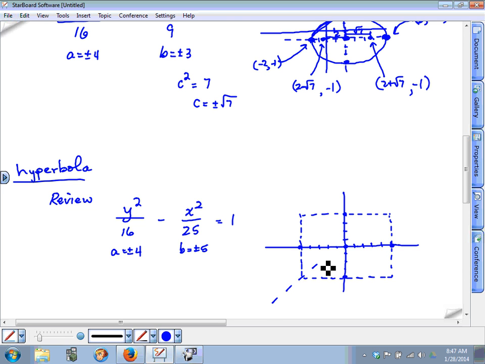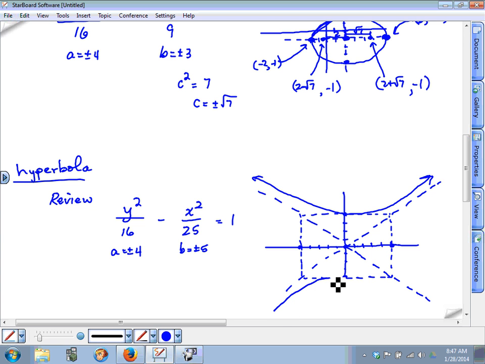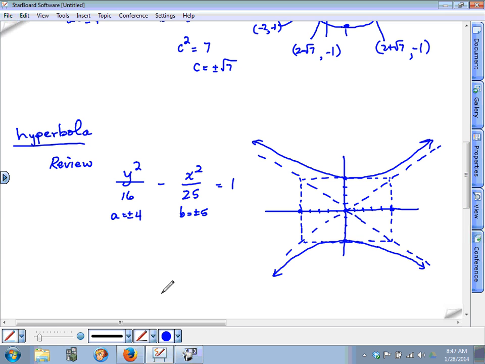Okay. After the central box is drawn, you graph in your asymptotes. And then, since it's a vertical hyperbola, the pieces of the hyperbola fit in the top and the bottom section. And don't forget about the foci.